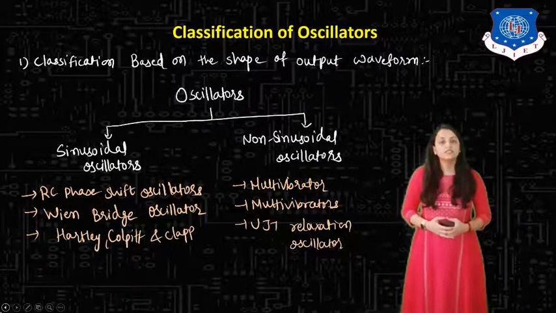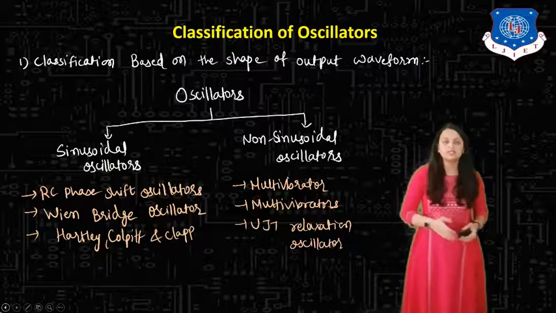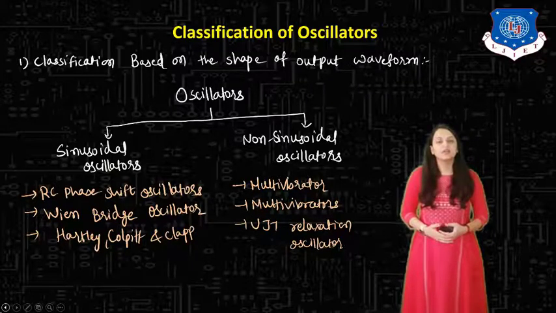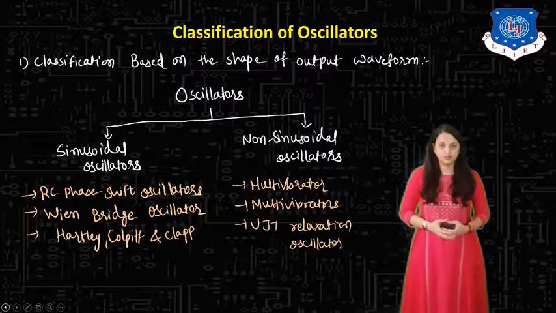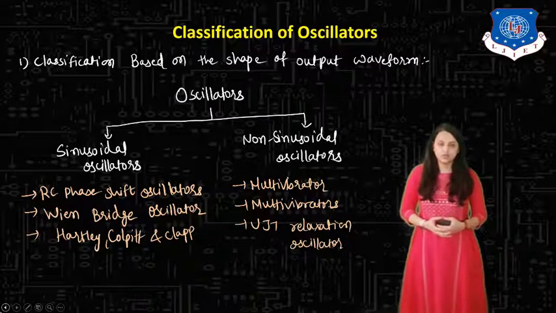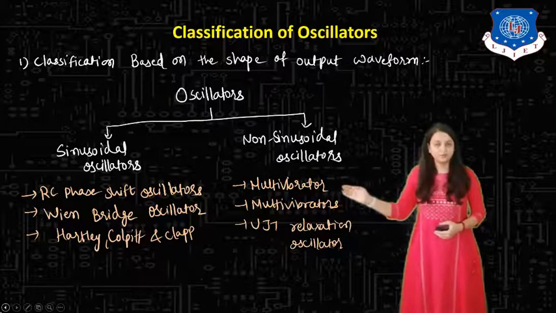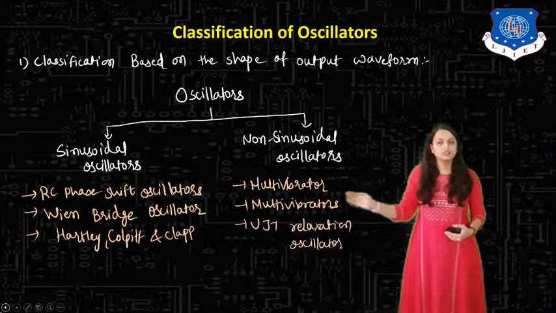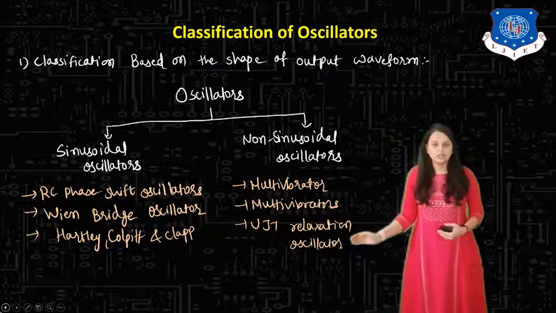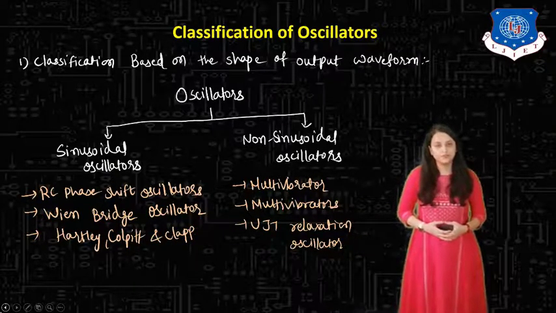And the third one in sinusoidal oscillators is the Hartley, Colpitts and Clapp oscillator. These three are oscillators based on an inductor and capacitor arrangement. Okay. Next is the non-sinusoidal oscillator. In this, the first one is multivibrators. You will see different multivibrators in that, then the UJT relaxation oscillator. So these are non-sinusoidal oscillators.